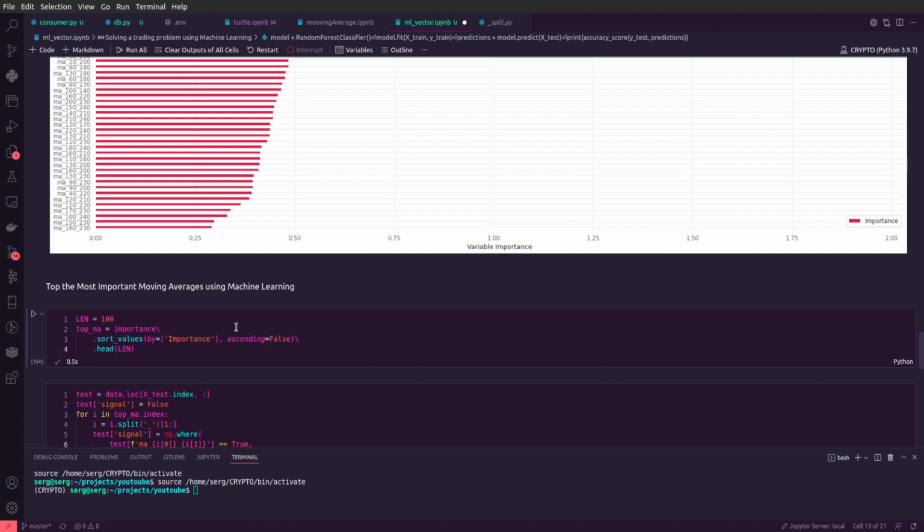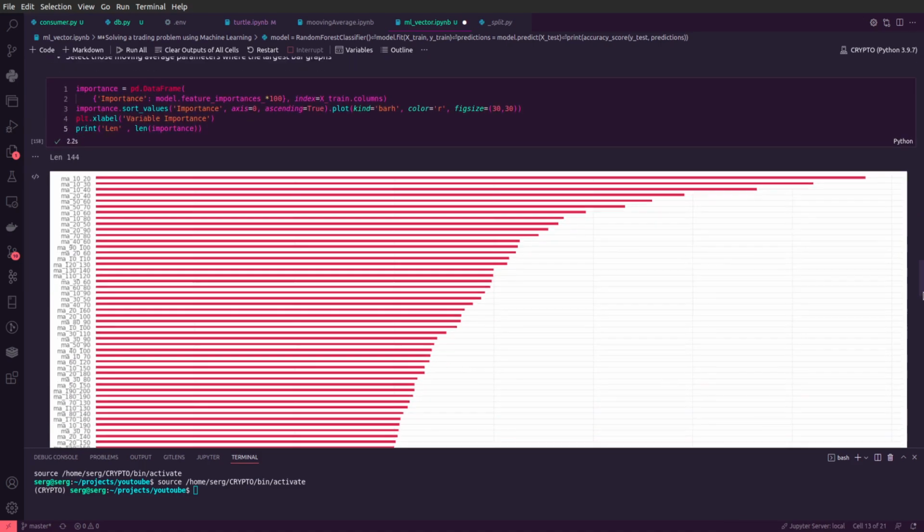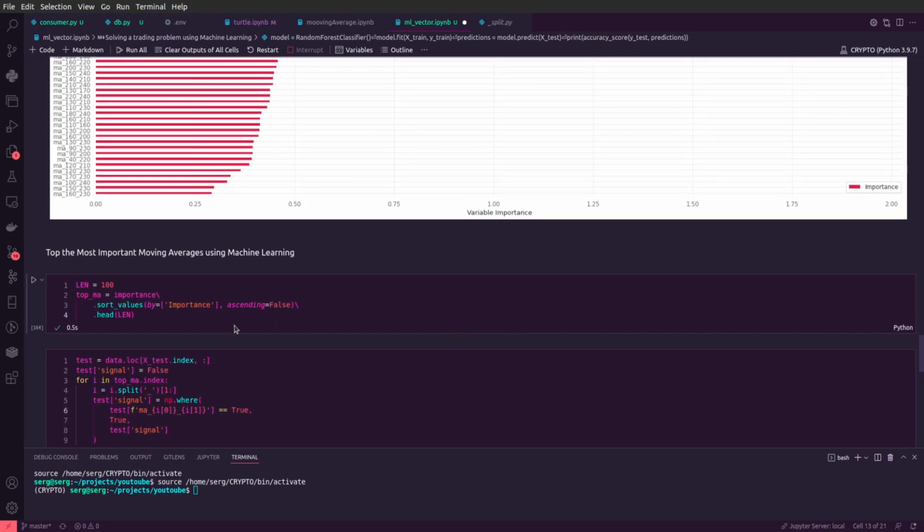So let's create the top moving average parameters, and you could change these parameters and play with them to find a solution you like. In this case we take the best 100 moving average parameters and do this backtesting. So we sort values by importance, because we create a pandas data frame where importance is data from our random forest classifier model, and the index is our feature. Okay, so we do this sorting and take the best 100 parameters.